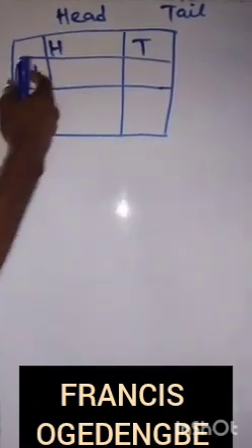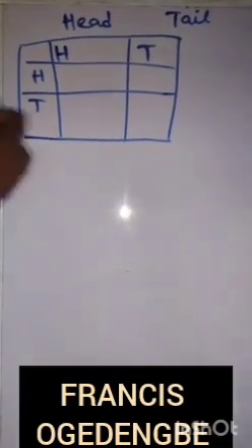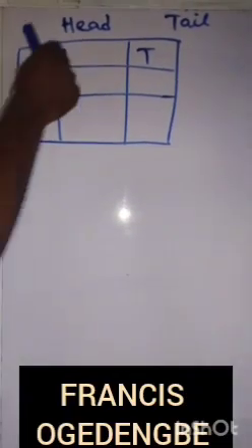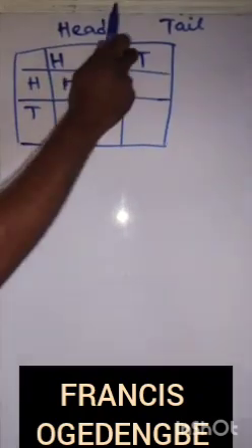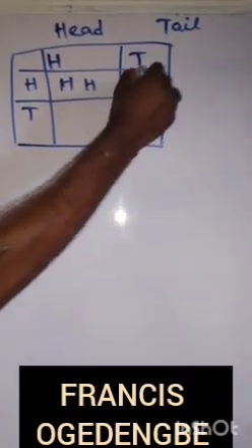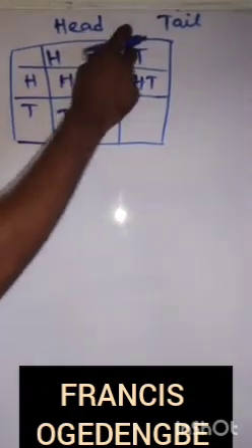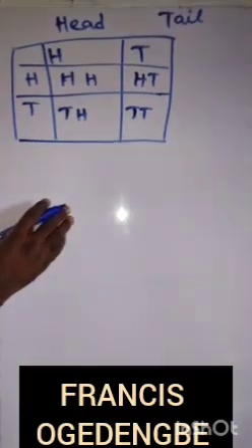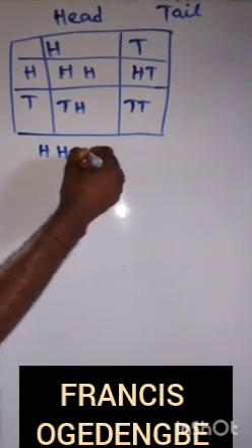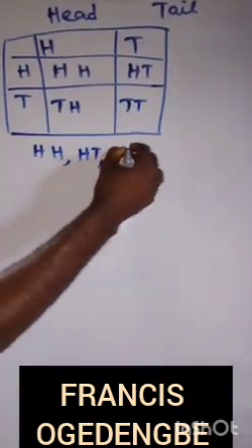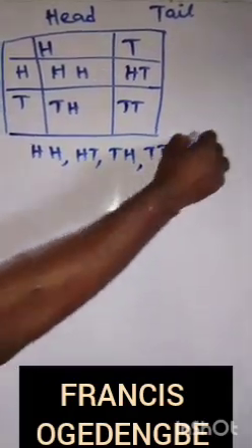So for our sample space, we are going to have a table. We can either use a table or a tree diagram. Head against head, we have head, head. Head to tail, we have head, tail. Tail, head, we have tail, head. Then tail, tail, we have tail and tail. So our sample space becomes head, head, head, tail, tail, head, and tail, tail. Our total sample space is equal to 4.